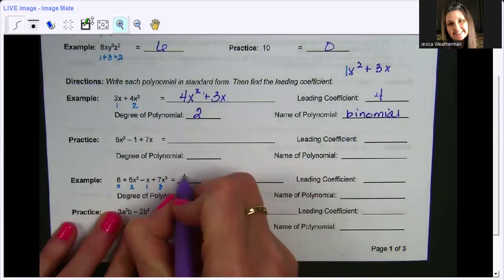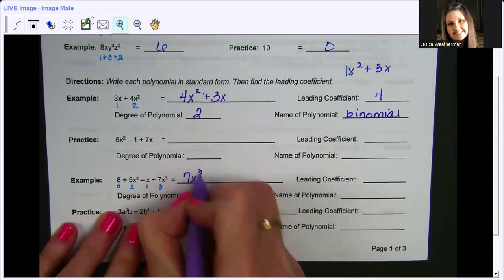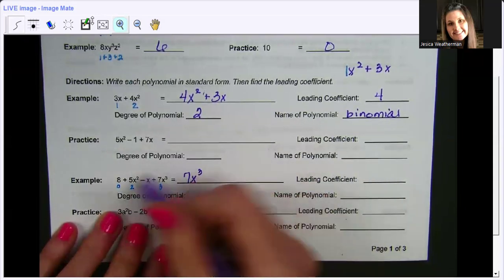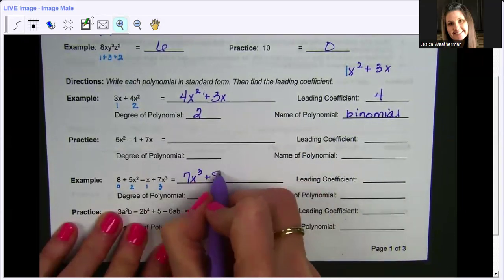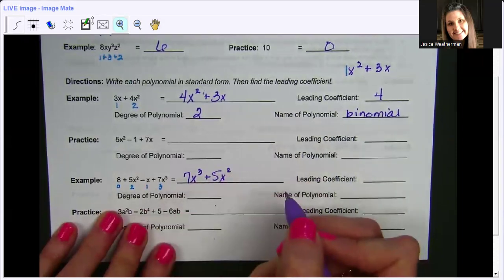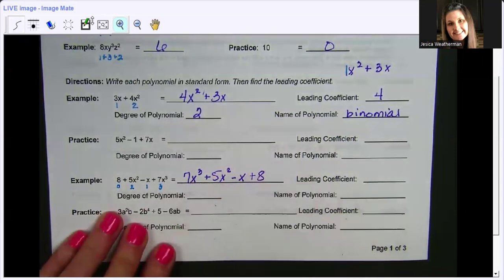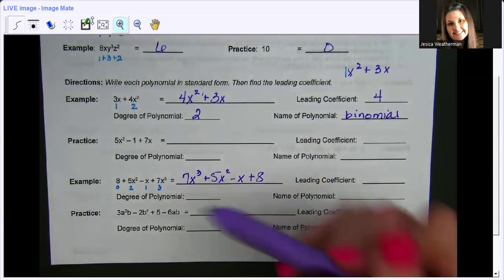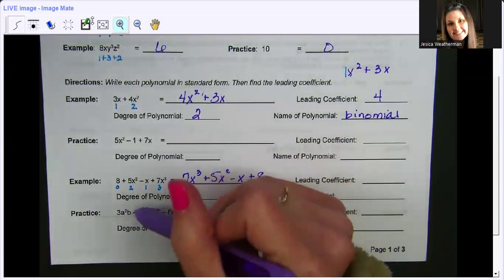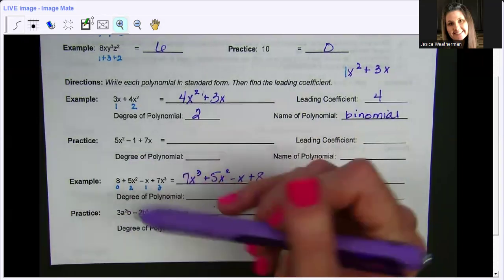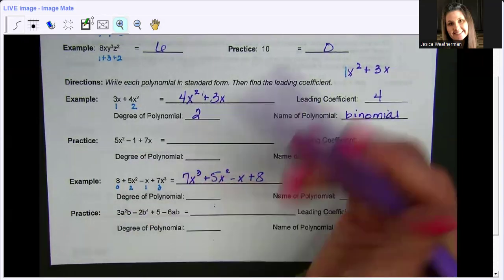So this is 7x cubed plus 5x squared minus x plus 8. In the practice one, there's more than one variable. Make sure you total up all of the exponents for all of the variables.